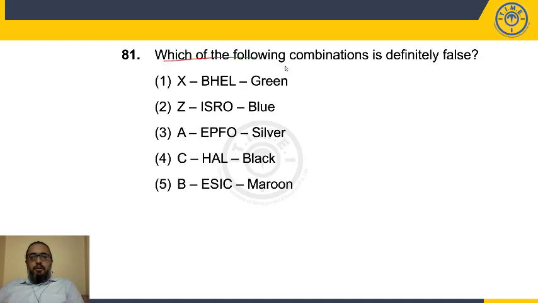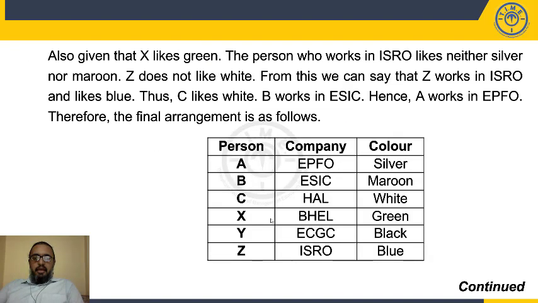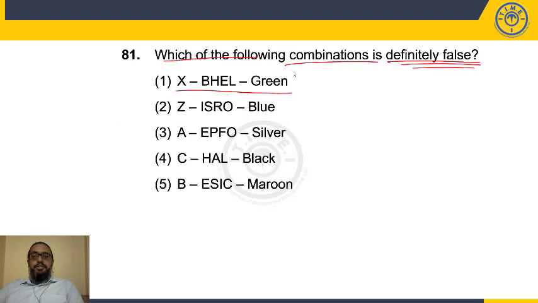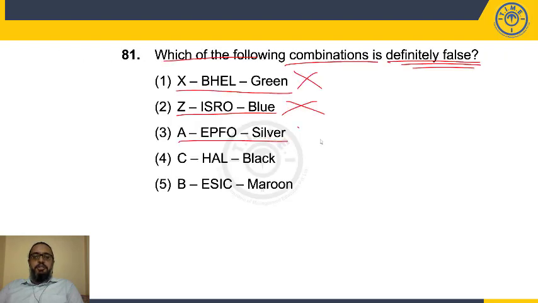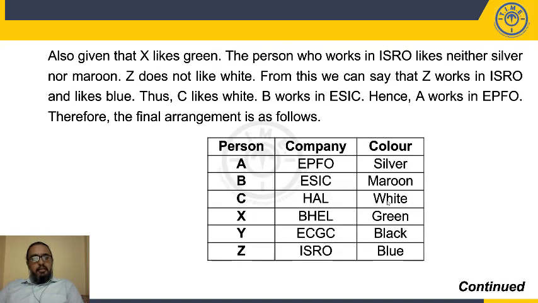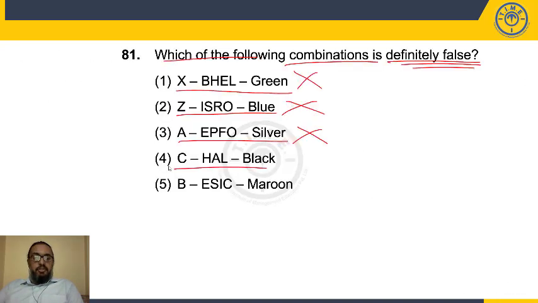Next. Which of the following combinations is definitely false? Let us see. X BHL green is a correct combination, so I cannot choose this option because I need a wrong combination. Z ISRO blue is also correct, we just checked it. A EPFO silver is again a correct combination. C HAL black: C HAL is correct, but not black, it is white. So this is the wrong combination, so I can choose this option.